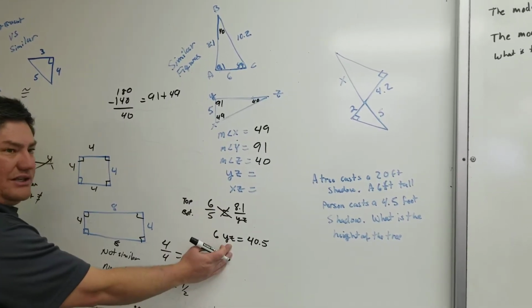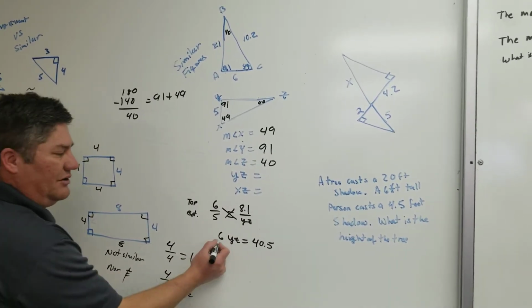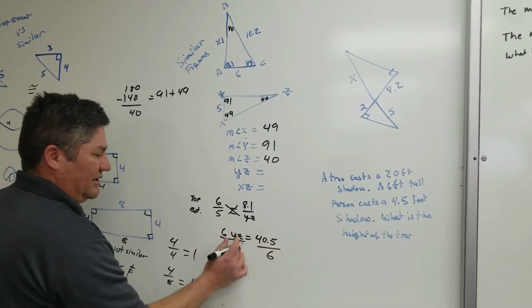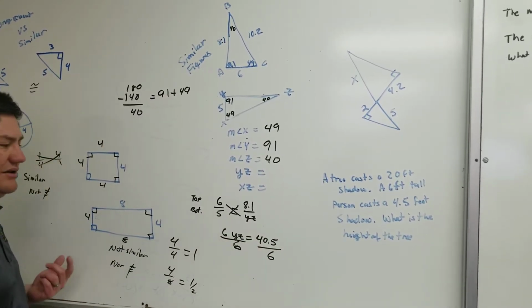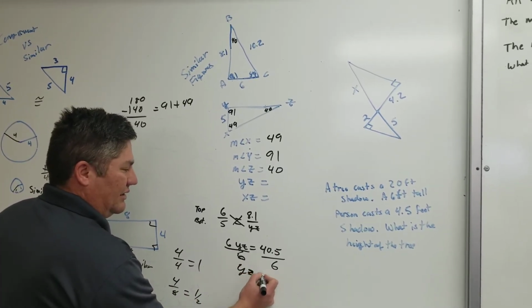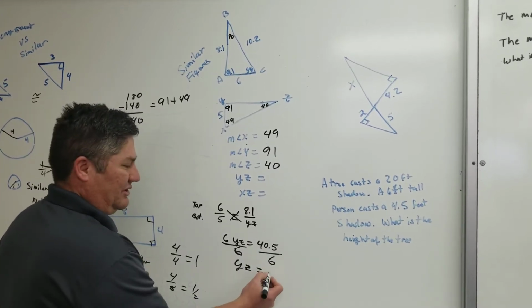Now, how do I get the YZ by itself? It's got 6 times YZ, so I've got to do the opposite of multiplying, which is divide. Oh, sorry, by 6. So I'm going to divide both sides by 6. Now I have YZ equals 40.5 divided by 6. That's 6 point something. 7.5.